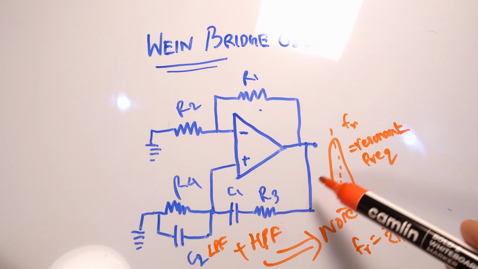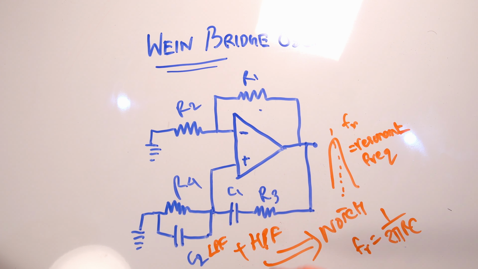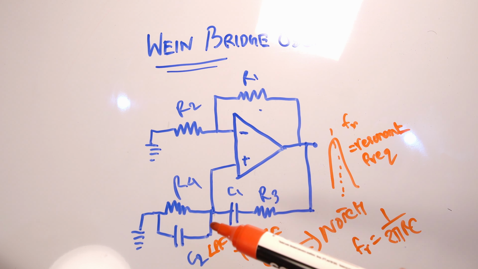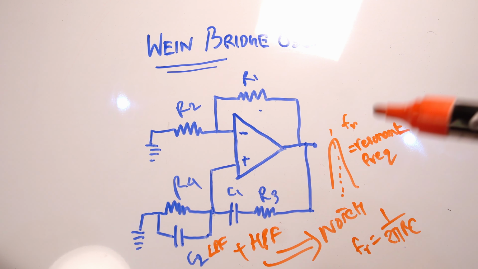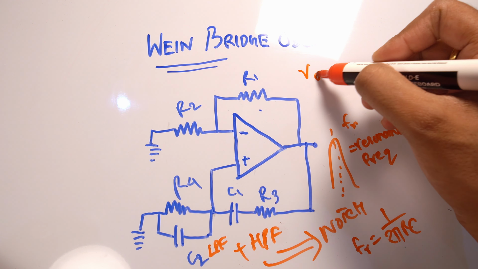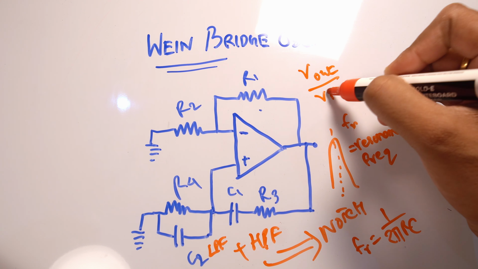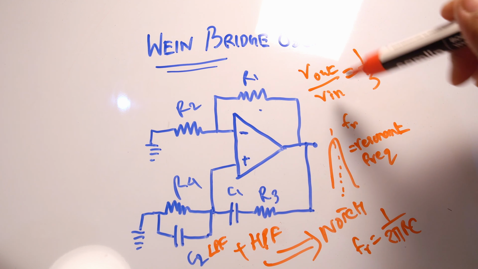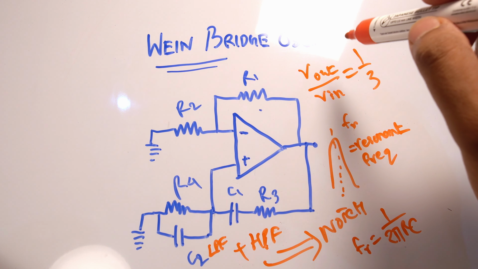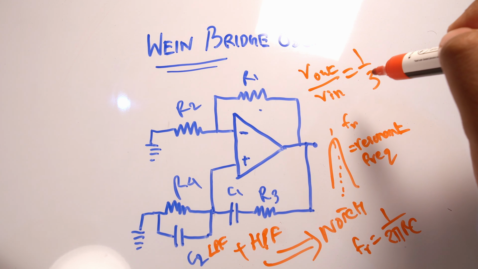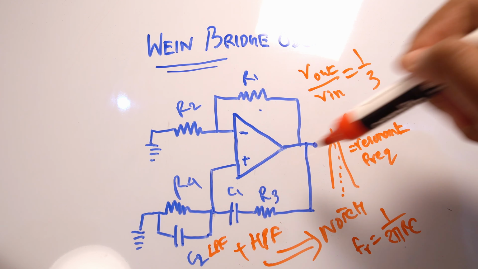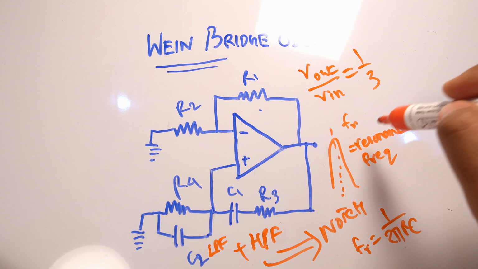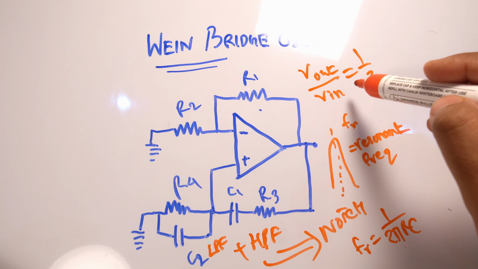In other words, if you say that it is a notch filter, it will only allow this particular frequency to pass through it and it will minimize all the other frequencies. We can say that V out divided by V in is equal to 1 by 3. Now I am not going into detailed calculation, there are definitely videos on YouTube for that. I am only telling you which calculations are important to understand this circuit. So whatever frequency it's producing, at that frequency the ratio of V out to V in is 1 by 3.